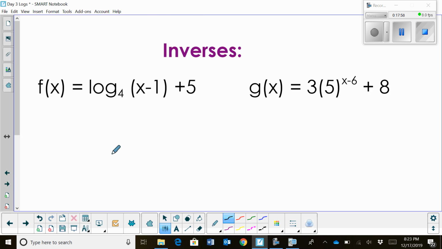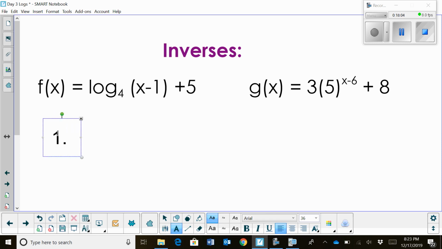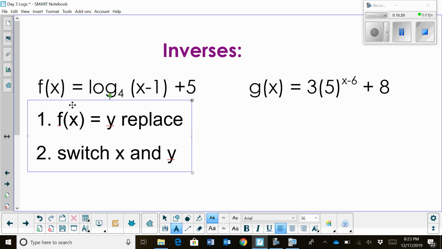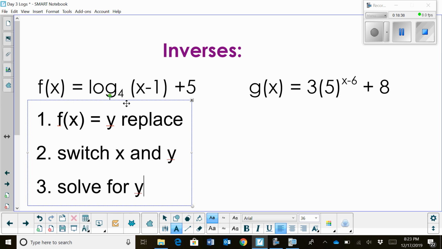Okay, now let's talk inverses. For inverses, I'm going to type up a quick little list. The first thing you always do on an inverse is set your function notation. So if you have an f of x or g of x, replace it with a y. Your second step, you're going to switch x and y. In your equation, you just switch positions because an inverse is switching your x and y coordinates. Your third step is just simply solve for y. And that's our last step.